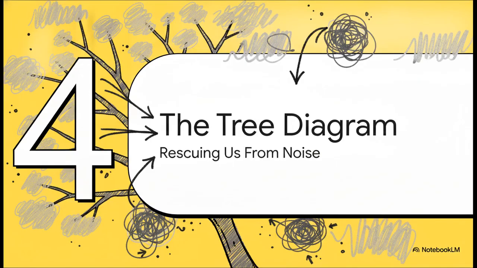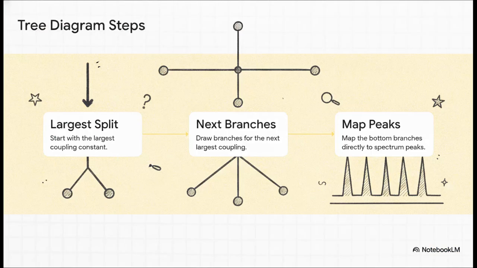Section 4. The tree diagram solution. Now don't panic. To rescue us from this unreadable noise, we have a highly systematic graphical solution. We call it the tree diagram. When protons are non-equivalent, we basically have to examine each hydrogen individually and track its coupling with every other hydrogen independently. It's a step-by-step process.